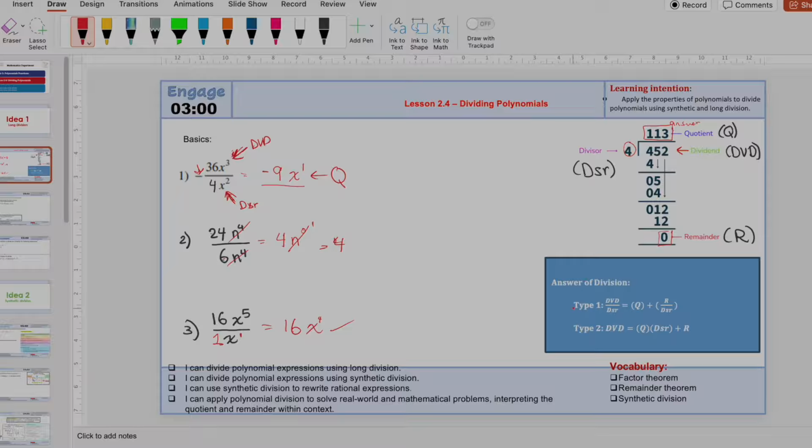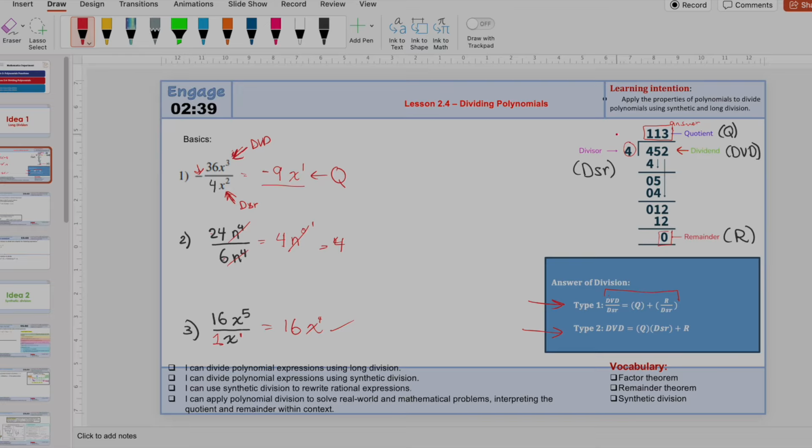Anyways, anytime you are dividing, you have two ways to write down your answer. You either write the dividend over the divisor equals the quotient plus remainder over divisor, and you have to write it. The full thing, the whole thing, you have to write it. Just plug in your dividend, divisor, and so on, and write down your answer.